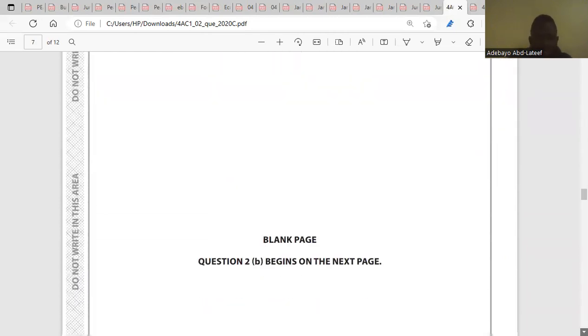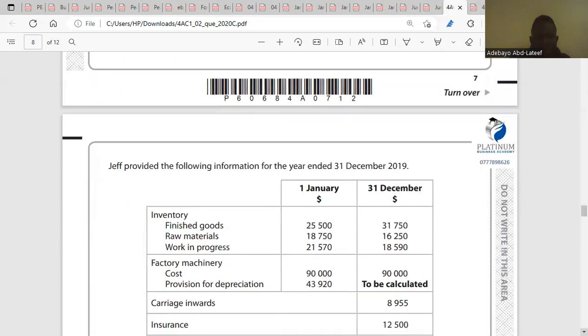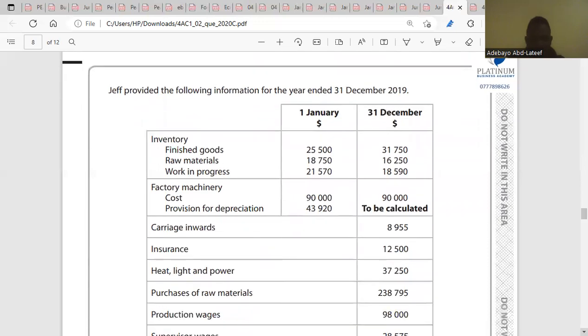Then we go to question 2B. Then they said Jeff provided the following information for the year ended 31 December 2019. Remember, Jeff is a manufacturer of vehicles, right? So this account, what we are seeing here, is a manufacturing account.